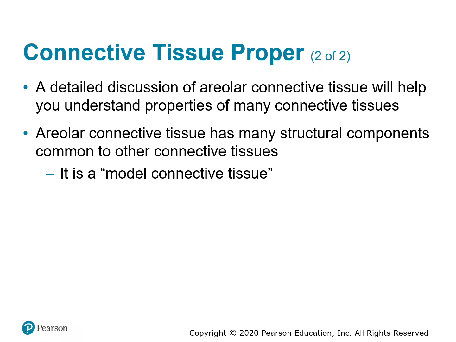Okay, so we use areolar connective tissue as our model for all of the other connective tissues because it has all of the structural components that we're looking for. It has the cells, it has the fibers, it has the ground substance, and then we can just extrapolate that information for all of the other tissue types based on what their primary cell type is. Okay?